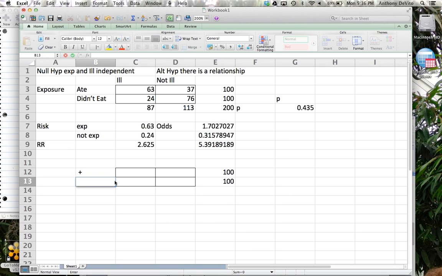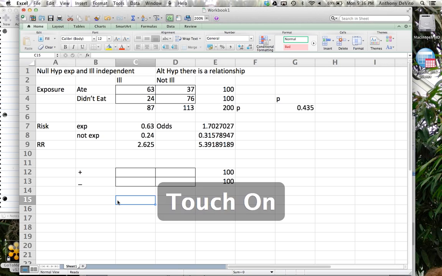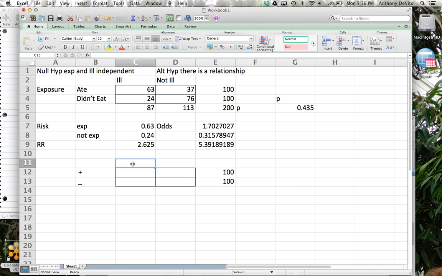Okay, here's our exposed group. Here's our unexposed group. And here's our illness and no illness. I'm going to have to move that over a little bit so it doesn't think it's a calculation. And here's our no illness. Okay, so now let's take a look at what should be in this box.